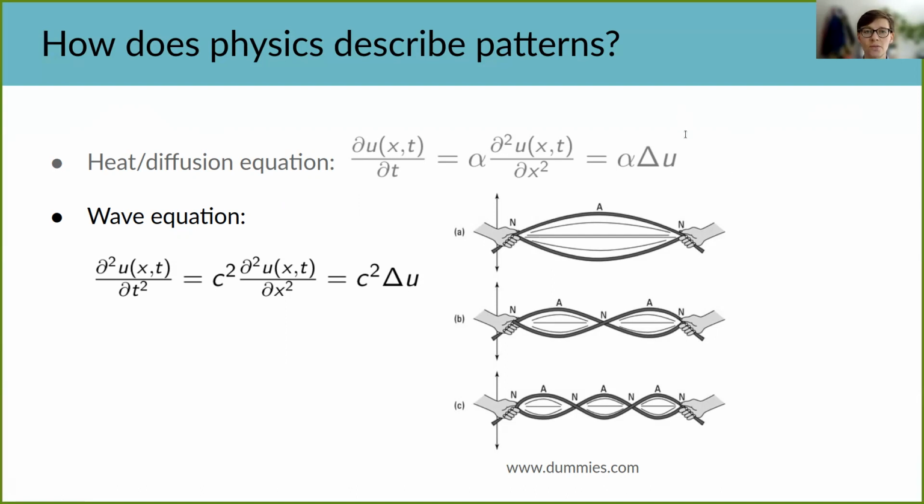This second derivative, instead of leading to just a plain constant concentration or temperature, leads to a sustained oscillation, illustrated here with this rope example. And so we are interested in the shapes that something like this rope can take.